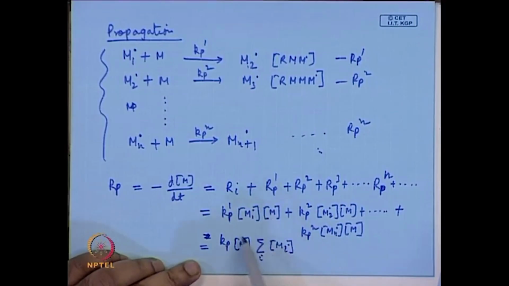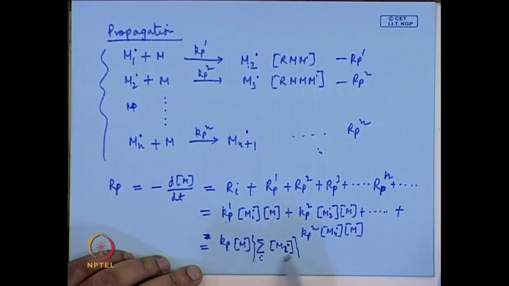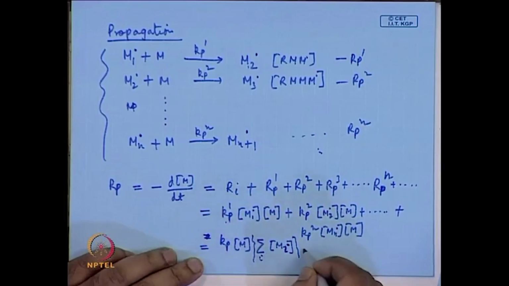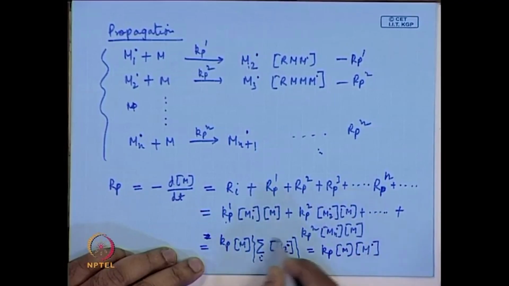Okay. So, Kp1, Kp2, Kpn are all the same, so I can take it out. Then m is present everywhere, so m is also taken out, and there is a summation of all the other terms, m1 dot, m2 dot, m3 dot. So this term I can simply write as Kp m M dot.